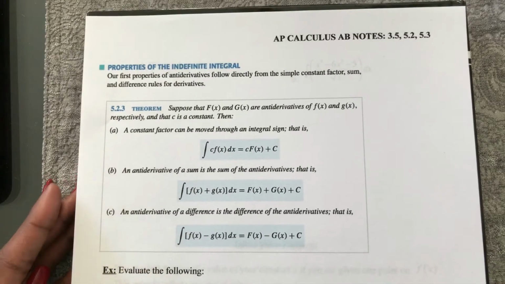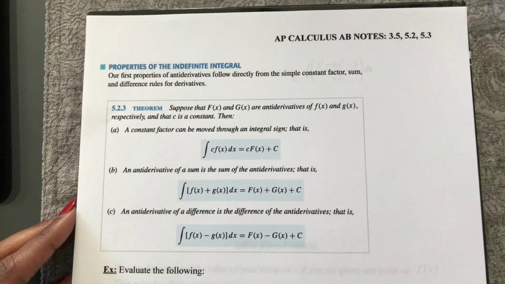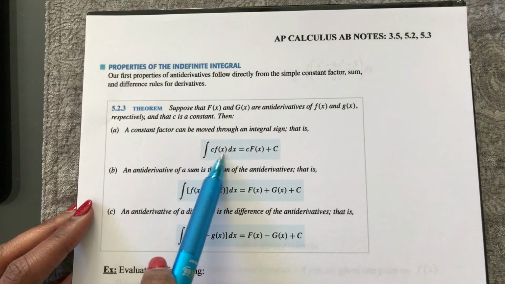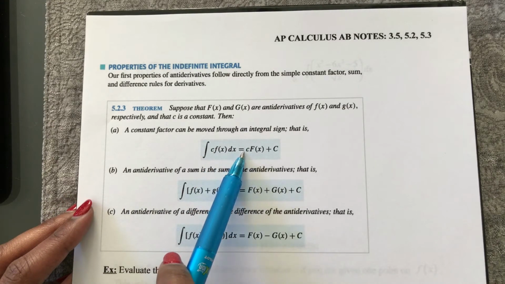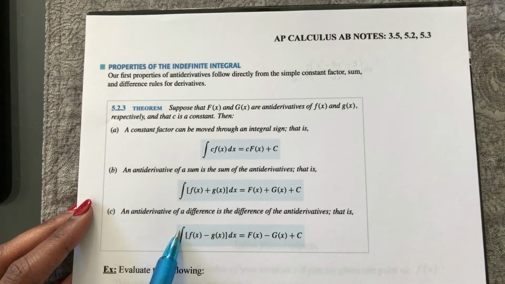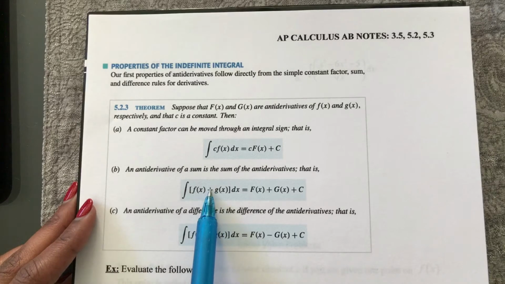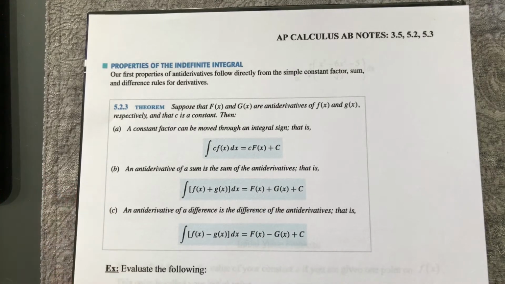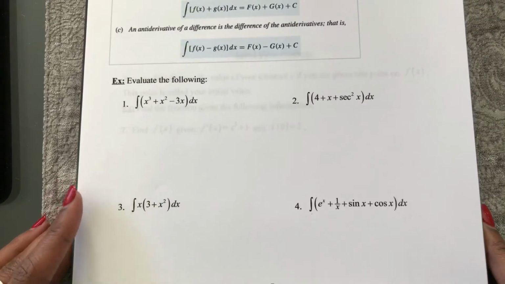So we have some basic properties we'll use when evaluating indefinite integrals. If we have a constant in front of our derivative, then we'll have a constant in front of our antiderivative. If our indefinite integral involves a sum or a difference, then our antiderivatives will be separated by a sum or a difference. So let's do some examples below.